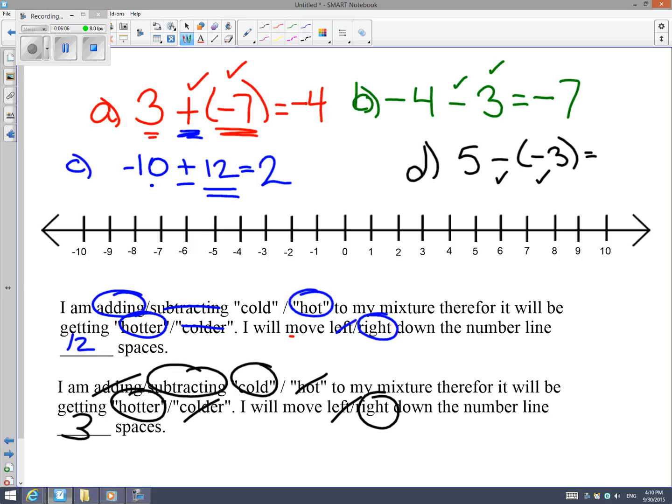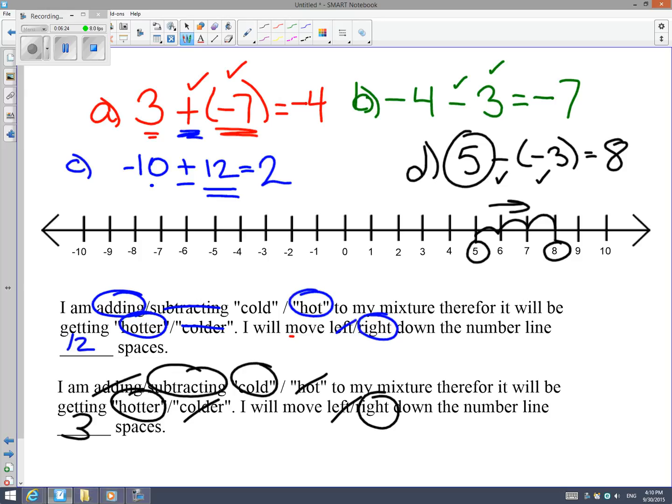And I'm going to go right down the number line 3 spaces. So now that I have my plan of attack, I say, okay, where do I start? And it says right here that I'm starting at 5. And I already know that I'm going to go to the right 3 spaces. 1, 2, 3. My answer is 8.